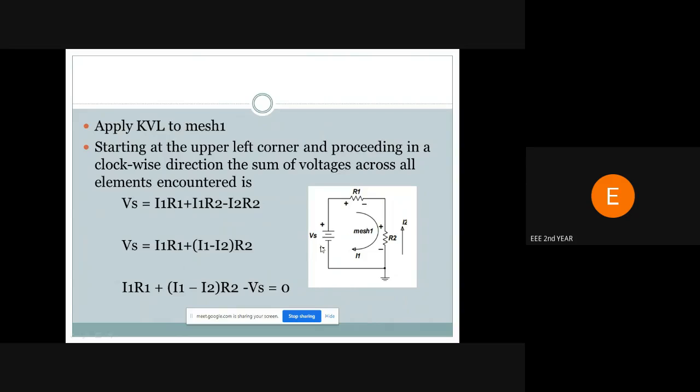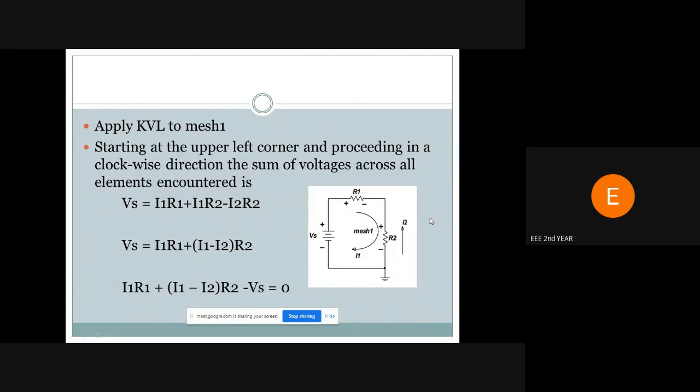So when the polarity rises, meaning going from negative to positive, the charges flow, and only then will the potential rise, right? After the potential rises, the charges move in the particular branches. So for writing the equation, we have to start at the upper left corner and proceed in the clockwise direction.